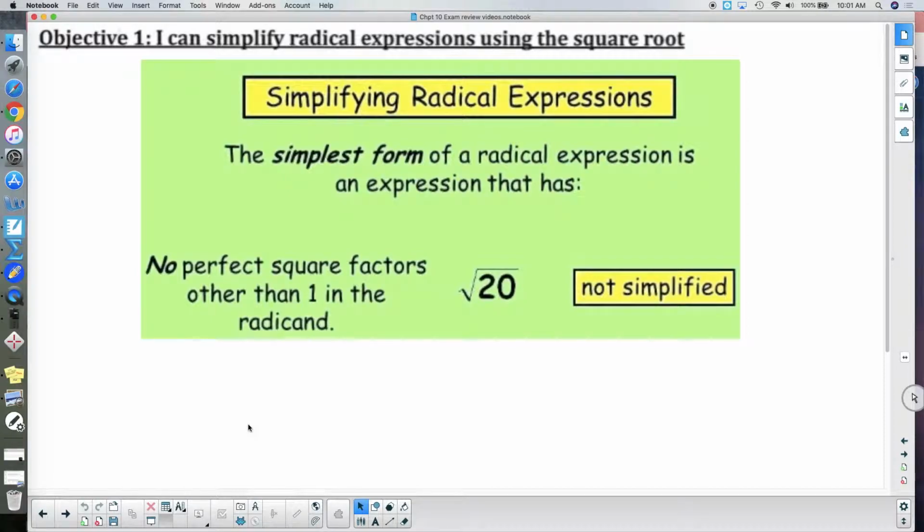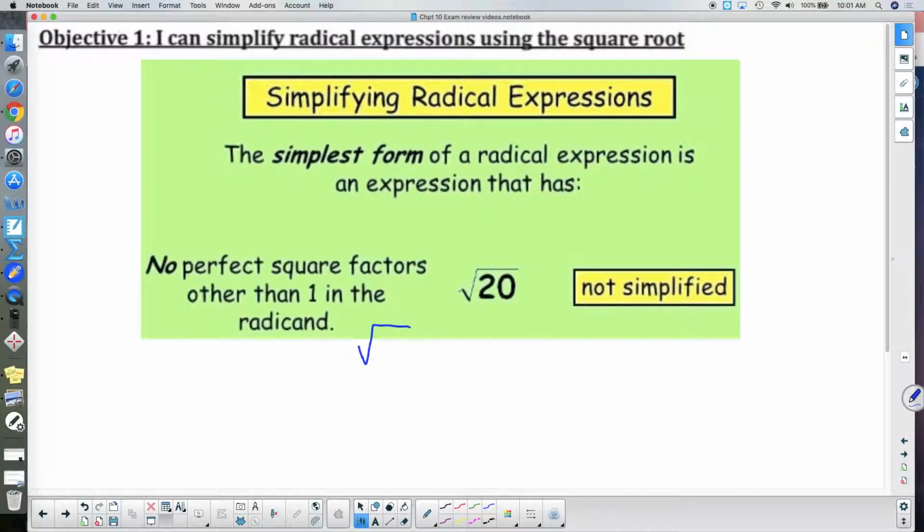And what we remember from that is that any number under the radical sign, the radicand, cannot have a perfect square factor other than 1. So the example that's on the screen is going to coordinate with ones from your homework. So looking at this, the square root of 20 is not simplified because we can break this down.